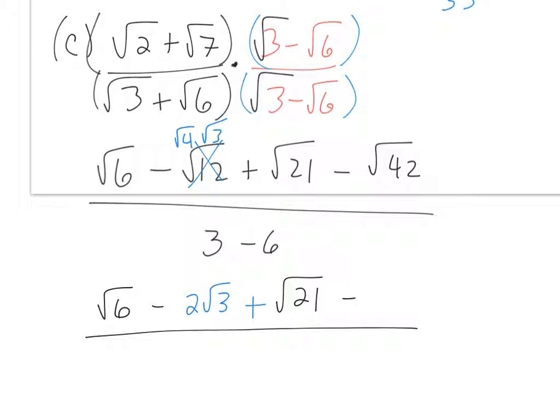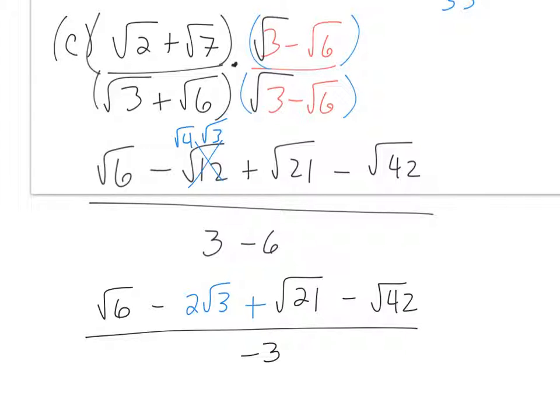Can we break 42 into anything that's a perfect square? Does 4 go into 42? No. Does 9? No. 16? Goes into 48, right? 16 times 3 is 48. So nothing we can break the 42 into. And then 3 minus 6 is negative 3. No cancellation that's allowed here.